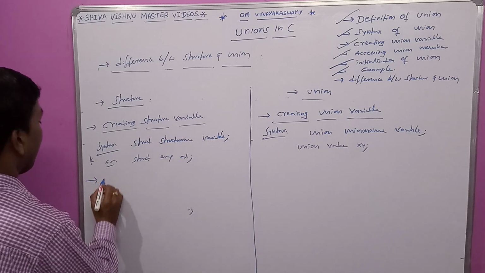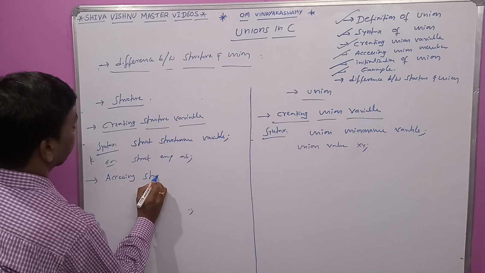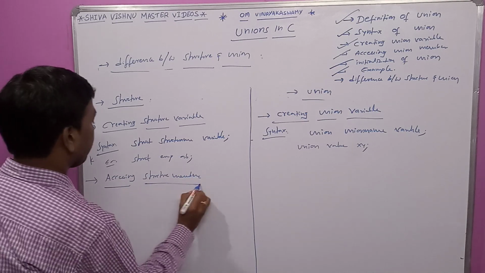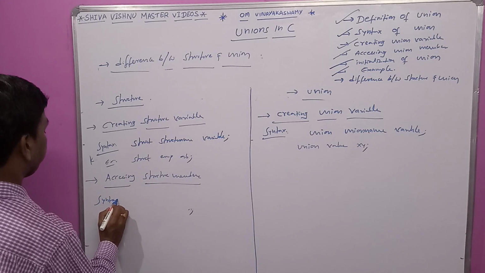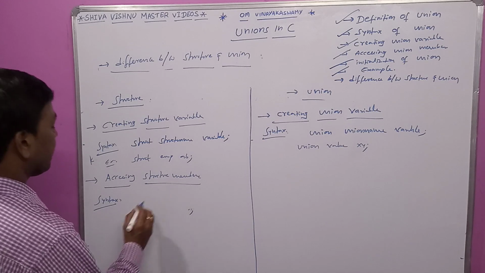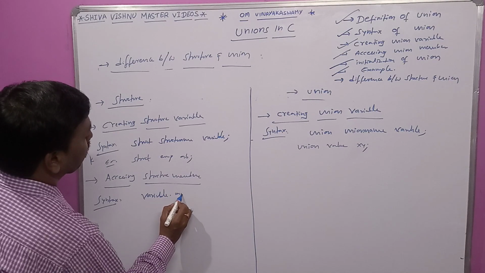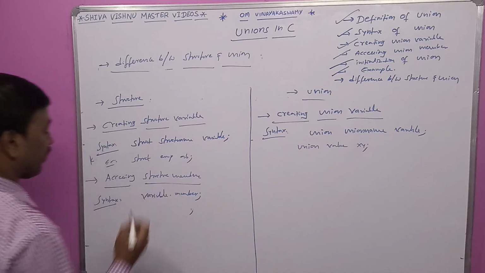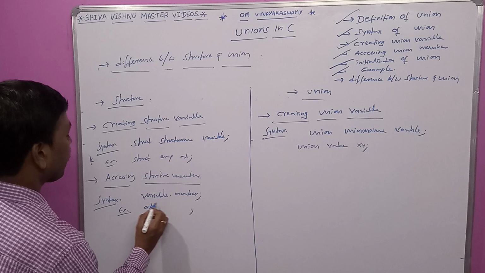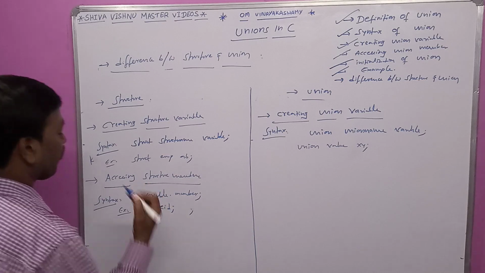Next, accessing structure members. Here we have the syntax: structure variable, dot operator, structure member semicolon. As an example, the variable ab with members, you can take employee ID semicolon.